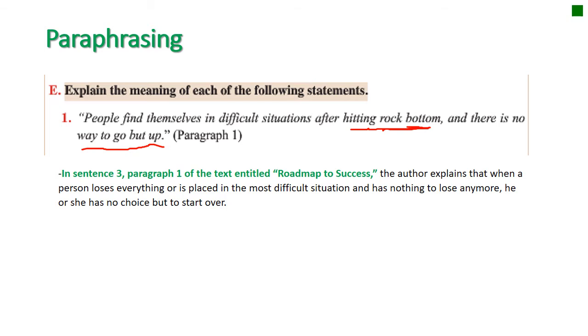Okay, I went back to the paragraph and I realized it was in sentence 3. So this is how I paraphrase. My citation: in sentence 3, paragraph 1 of the text entitled Roadmap to Success. You don't need to write entitled, but it's a fancy word, use it. Of the text entitled, meaning giving the title of Roadmap to Success, close quotations. The author explains that when a person loses everything or is placed in the most difficult situation and has nothing to lose anymore, he or she has no choice but to start over.